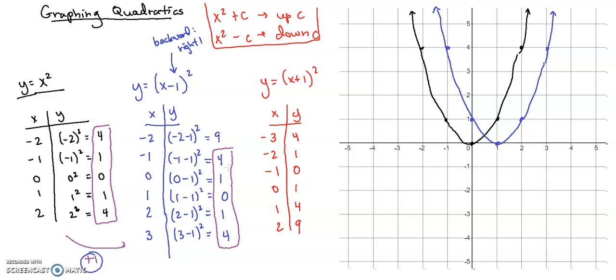Okay, so let's look at what happens with the red graph. Again, we see that 4, 1, 0, 1, 4 pattern. But this time the x values have all gone down by 1. So that should shift us to the left. And that's backwards from what we'd expect. Plus 1 we would think would shift to the right, but it actually shifts to the left. And then when we graph that, we'll see that that is the case.